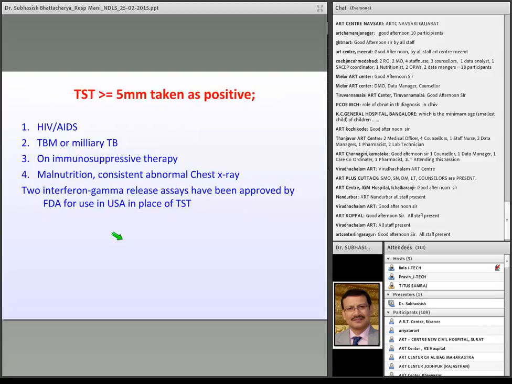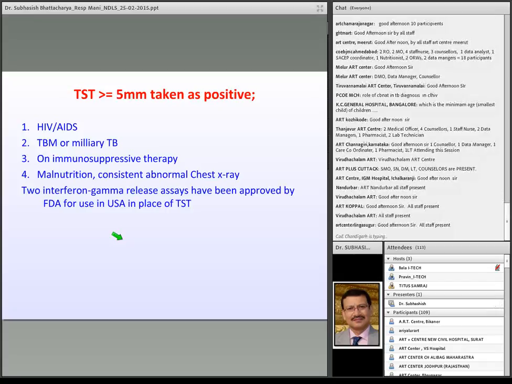In some situations, more than 5 millimeters is taken as positive. When HIV is present, and also in miliary TB, more than 5 millimeters is taken as positive. Any child, HIV positive or HIV negative, on immunosuppressive therapy, more than 5 millimeters is taken as positive, and when there is associated malnutrition, also 5 millimeters is taken as positive.